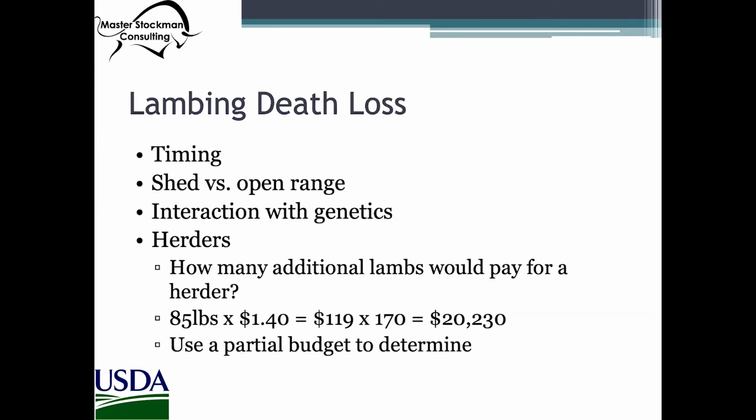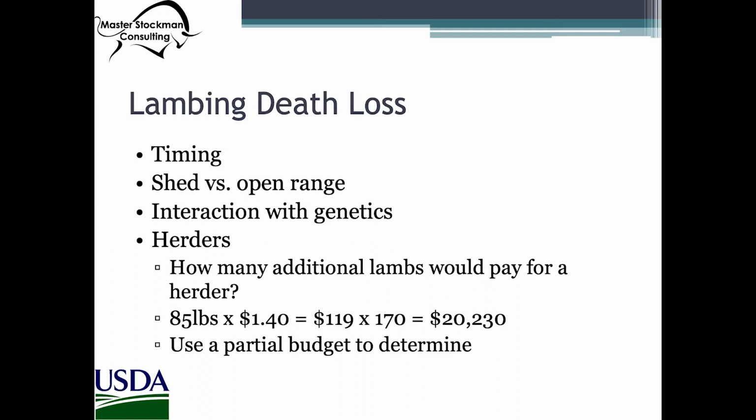All right, so now let's go through some of those risks and think about how to look at them. So lambing death loss, certainly a risk. And some of the factors affecting that: timing, shed versus open range, interaction with genetics. Are you using highly efficient ewes that are throwing more twins and triplets? Certainly more labor is attached to that, and also a potential for increased death loss, although the advantages can be great there too. Is it a herder issue?